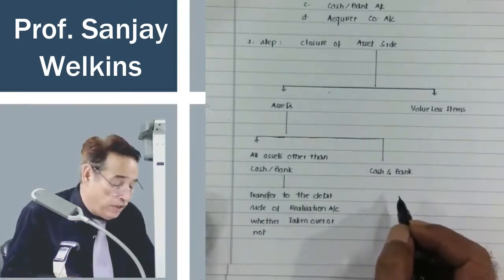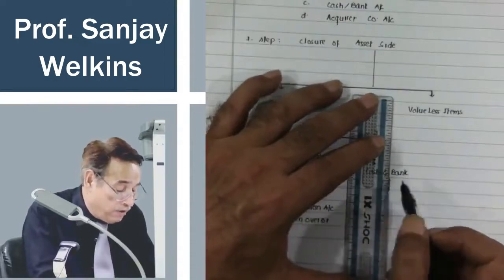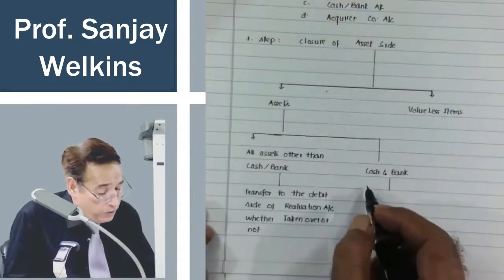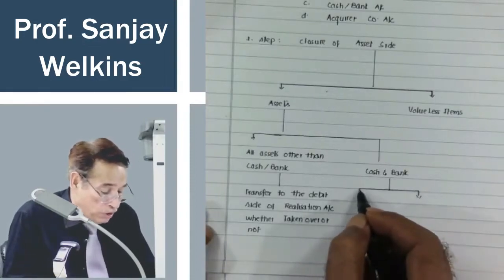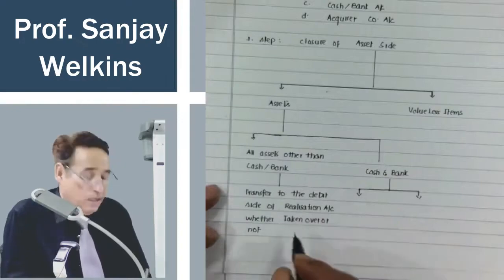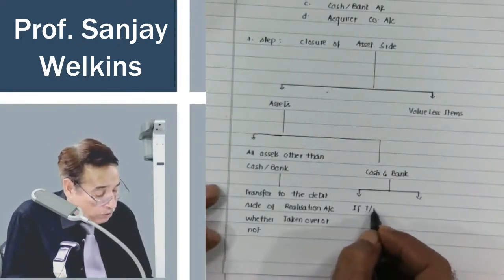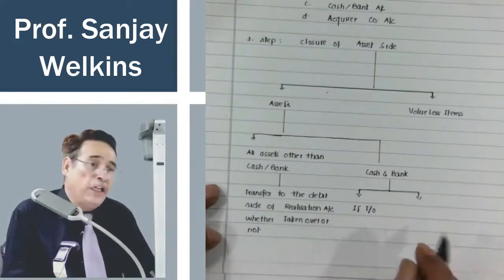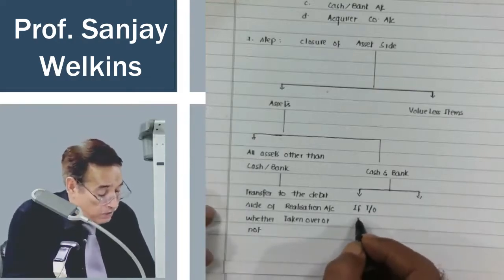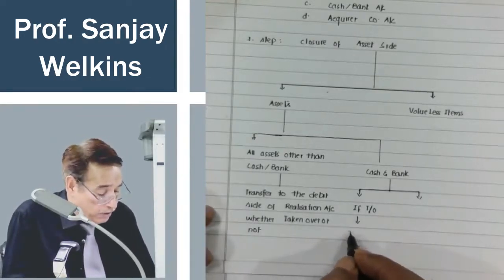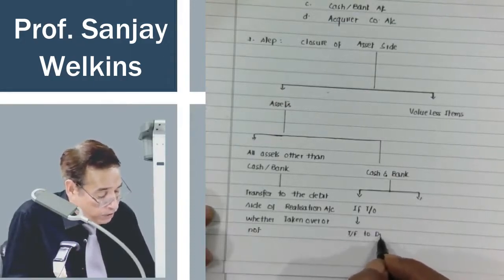As far as cash and bank is concerned, you have to see whether cash and bank has been taken over or not. If cash and bank has been taken over, then you are going to transfer it to the debit side of realization account, similar to all other assets. If taken over, I mean taken over by the purchasing unit, then transfer it to the debit side of realization account.